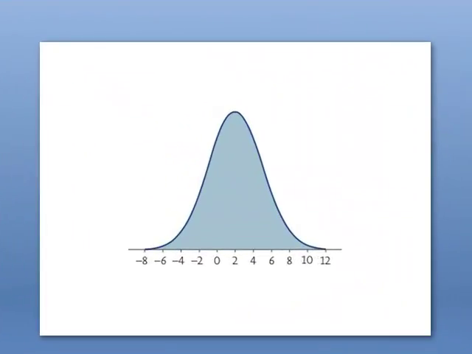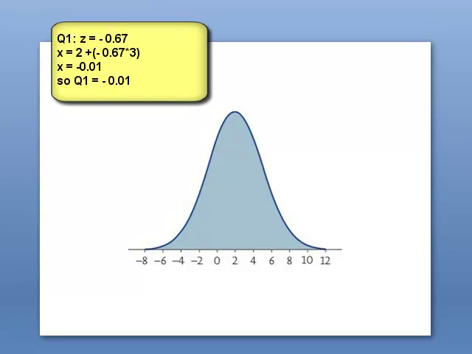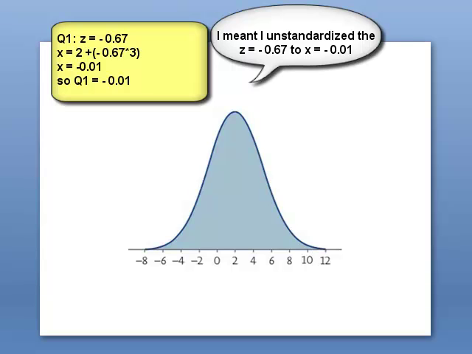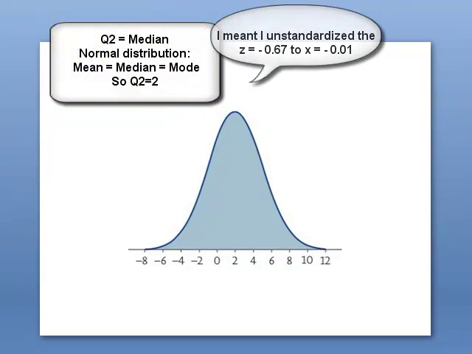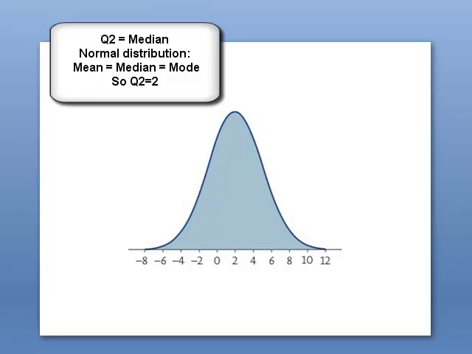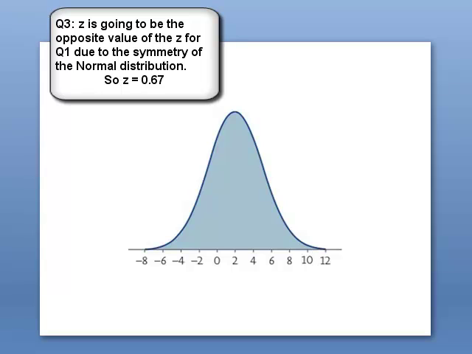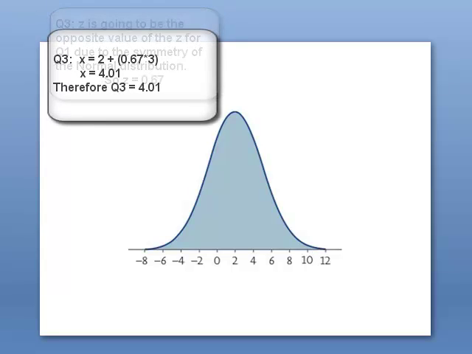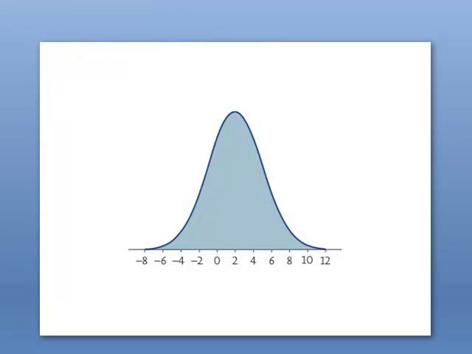So, again, once I found the z-scores, all I did was change the z-score at the first quartile, which was negative 0.67, and I unstandardized that number using the formula, and I got negative 0.01. Then for the second quartile, which is the median, well, the median, mode, and mean are all the same in a normal distribution, so my second quartile is just 2. Now my third quartile, I know due to the symmetry of a normal distribution, if the first quartile is negative 0.67, then the third quartile is going to have a standardized number of 0.67. So I use my formula, 2 plus the product of 0.67 times 3, to get my third quartile. Therefore, I found my quartiles.